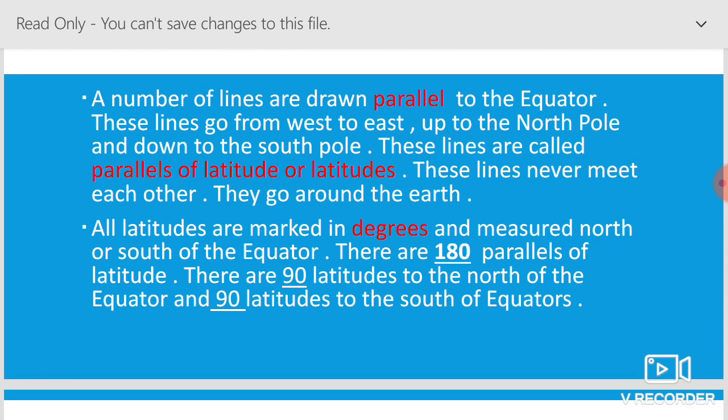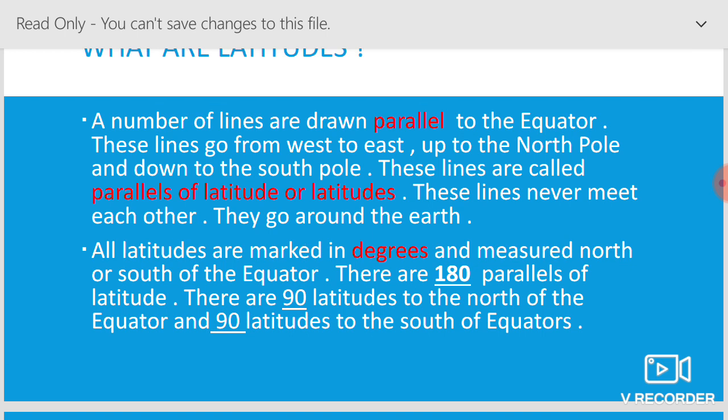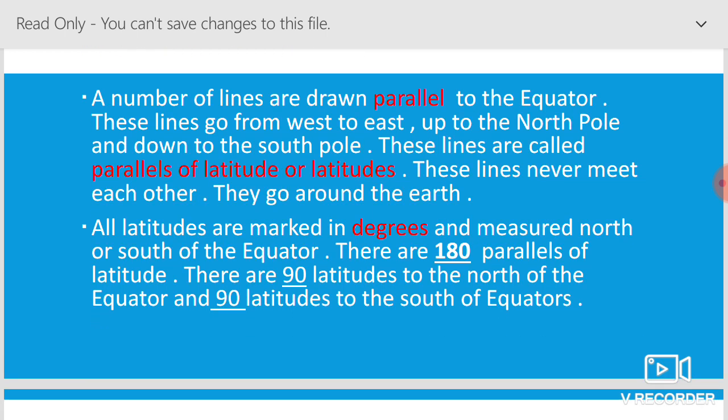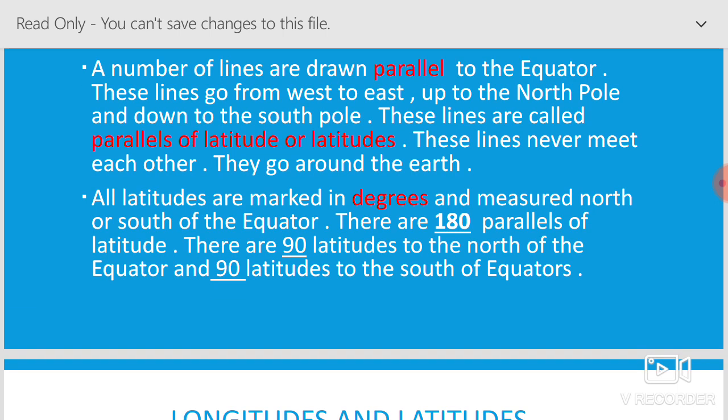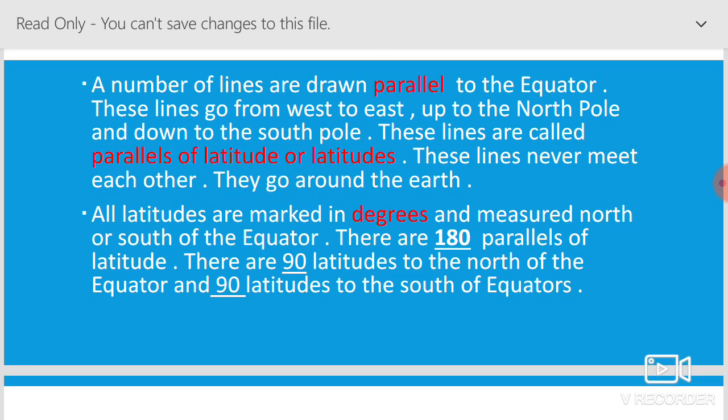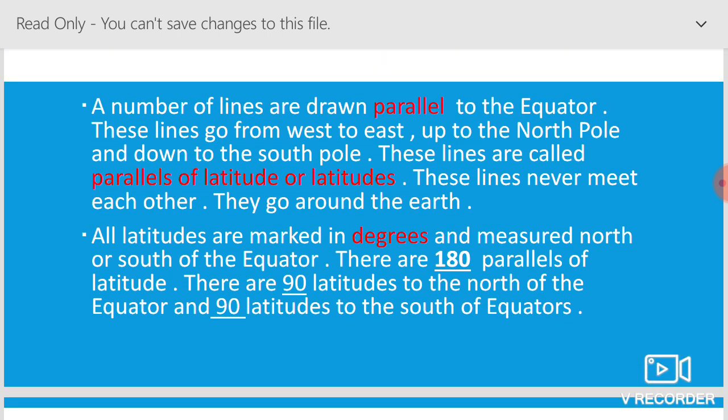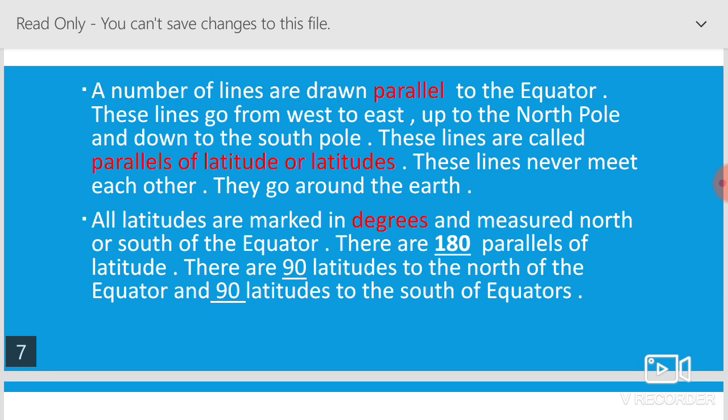All latitudes are marked in degrees and measured north or south of the equator. There are 180 parallels of latitude. There are 90 latitudes to the north of the equator and 90 latitudes to the south of the equator.